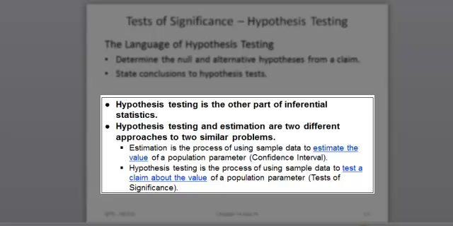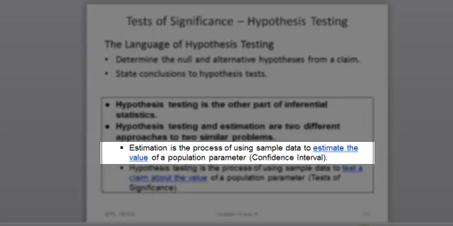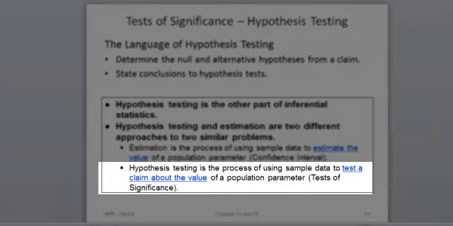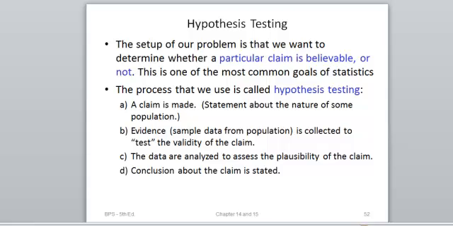Hypothesis testing and estimation are two different approaches to two similar problems. So estimation is the process of using sample data to estimate the value of a population parameter. That's the confidence intervals that we just did. Whereas hypothesis testing is the process of using sample data to test a claim about a value of a population parameter. So the setup of our problem is that we want to determine whether a particular claim is believable or not. This is one of the most important goals of statistics.